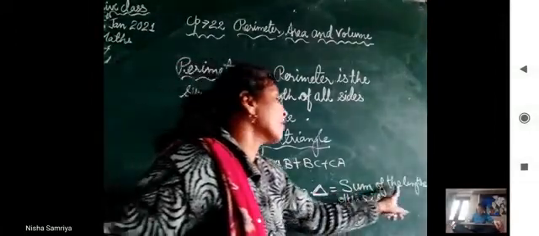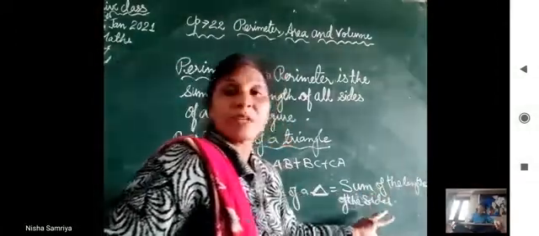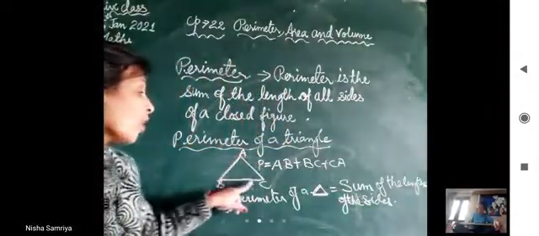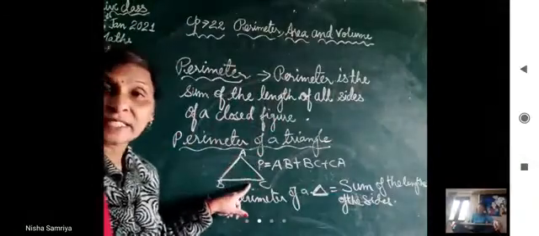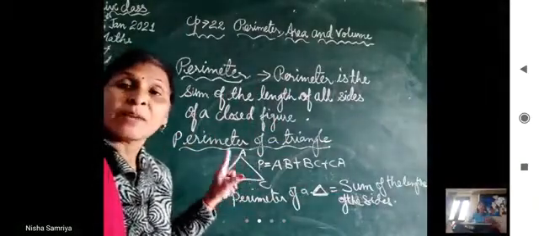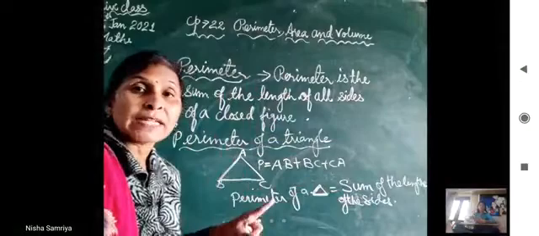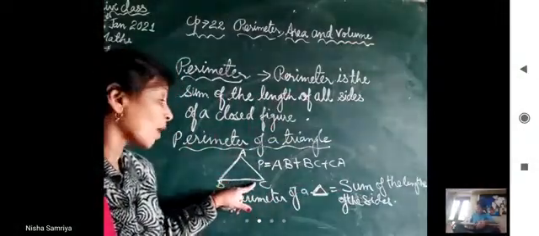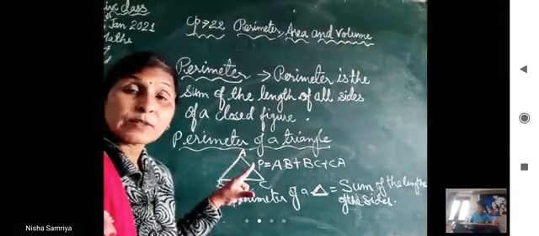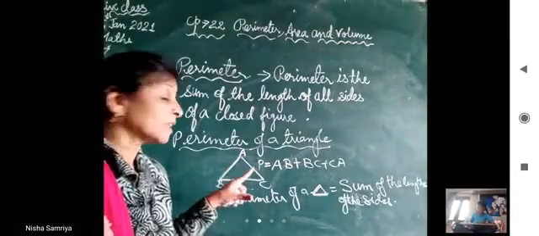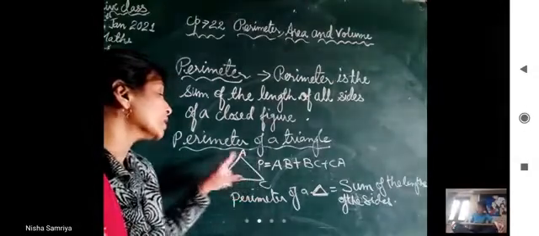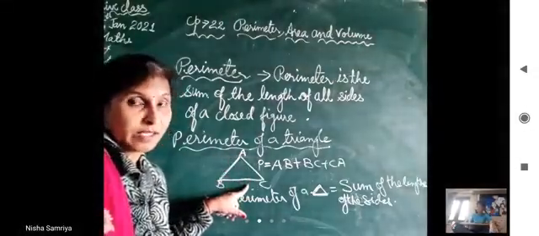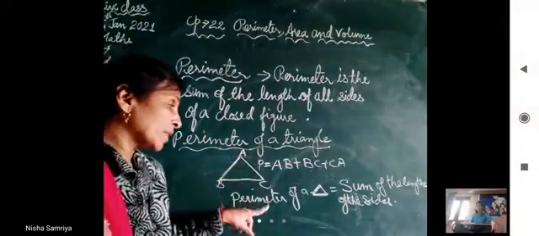Perimeter of a rectangle. Now all of you know about a rectangle. A rectangle is a closed figure in which how many sides are there? 4 sides. So a rectangle is a 4-sided closed figure in which opposite sides are equal. एक rectangle है जिसके अंदर 4 sides हैं और उसकी opposite sides equal है. So this figure we say a rectangle.